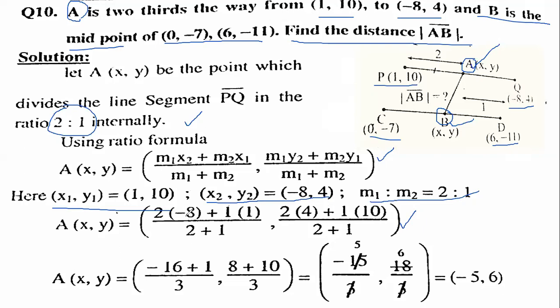Now 2 multiplied by -8 gives us -16. 1 into 1 gives us 1. 2 plus 1 is 3. -16 plus 1 is -15, by 3. 3 1s are 3, 3 5s are 15. So the X component of the point is -5. 2 4s are 8 and 1 into 10 is 10. 8 plus 10 is 18, 18 by 3. 3 1s are 3, 3 6s are 18. So what we have done here is found the coordinates of point A, which are -5, 6.